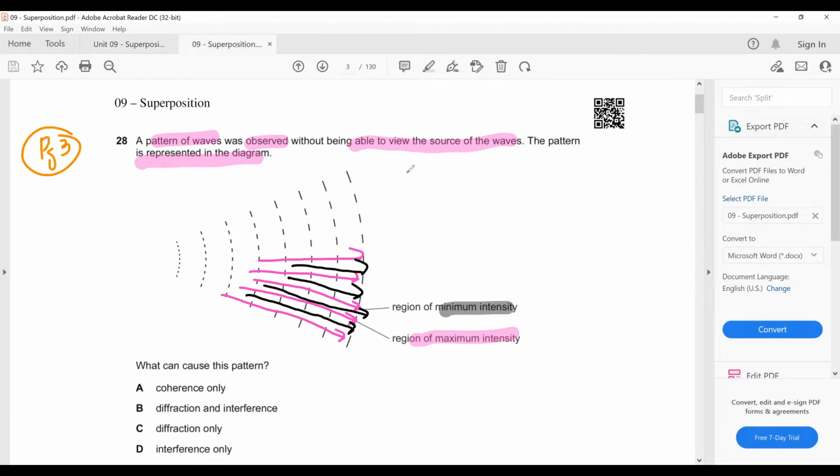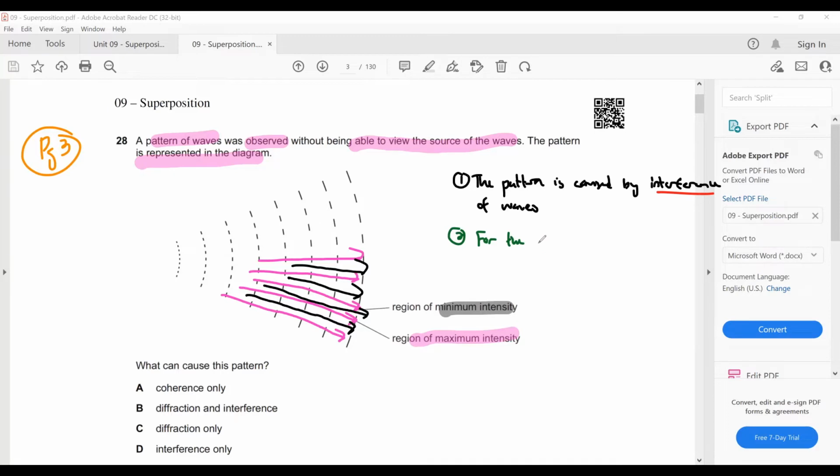So the pattern is represented in the diagram. You can say that the pattern is caused by interference of waves. Okay, this one, that much you know. Now there's also another thing here. There's another trick to this question.